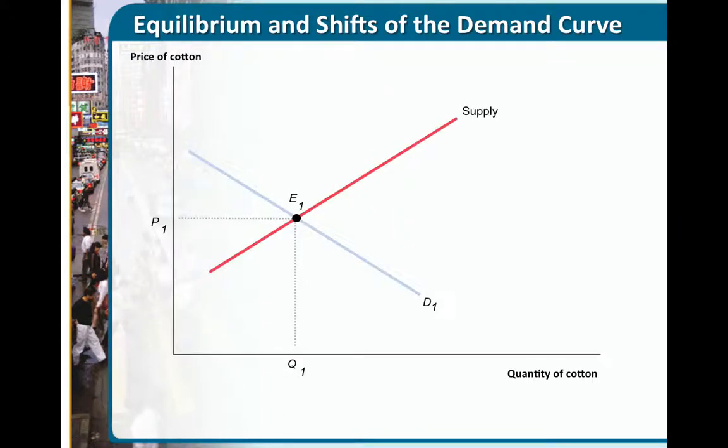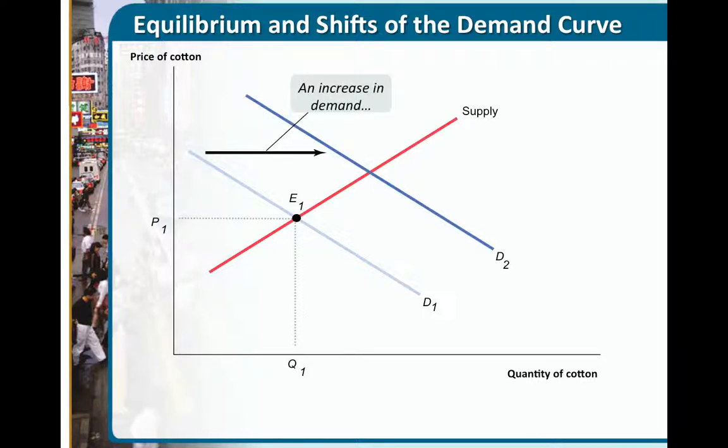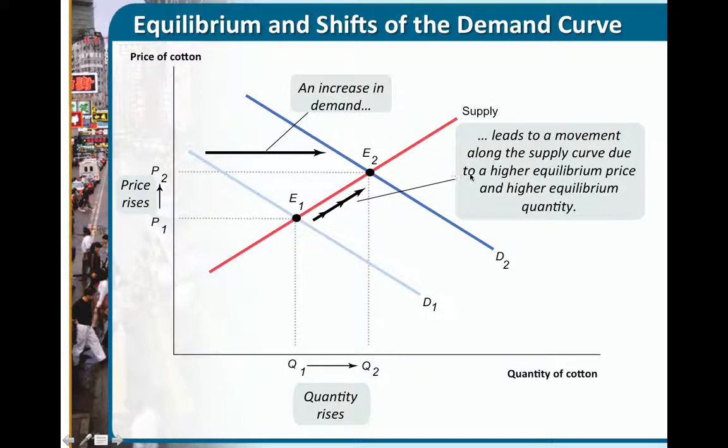Finally, the book also wants us to know what happens with shifts of the demand curve. If the demand curve were to shift higher because of, like we said, an increase in population leading to more people wanting cotton, this means that the price will increase. And vice versa, if the demand shifted to the left, the price would decrease.